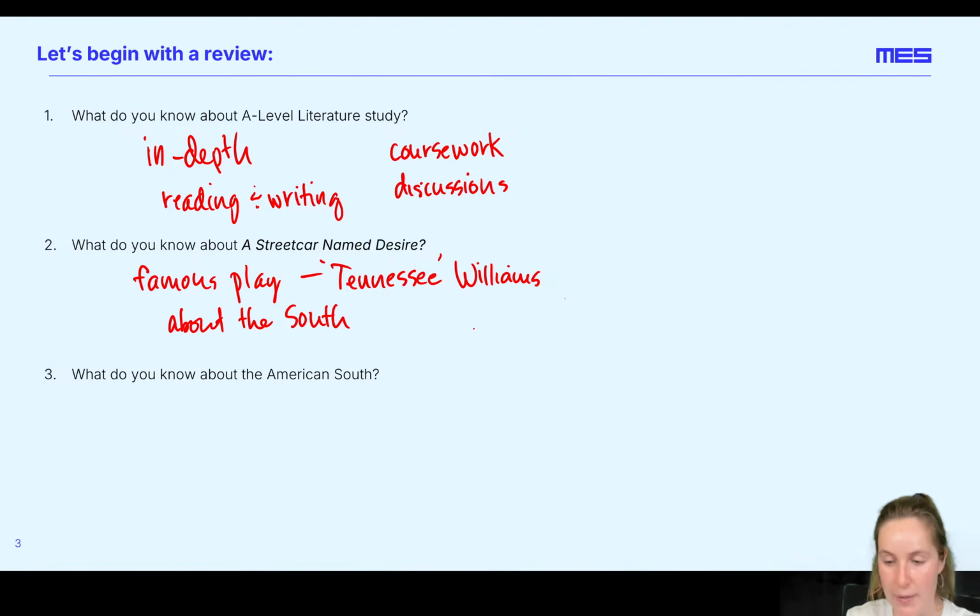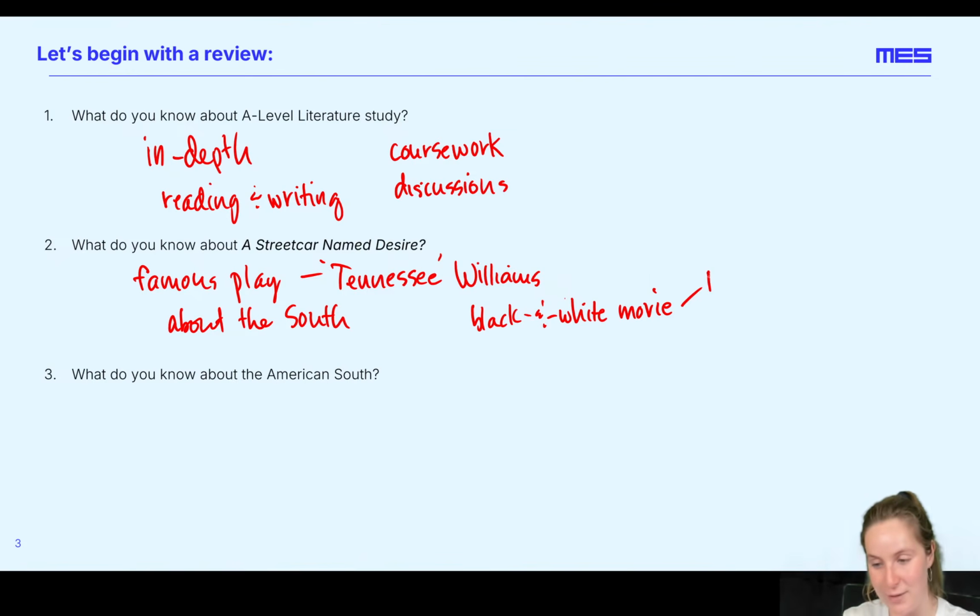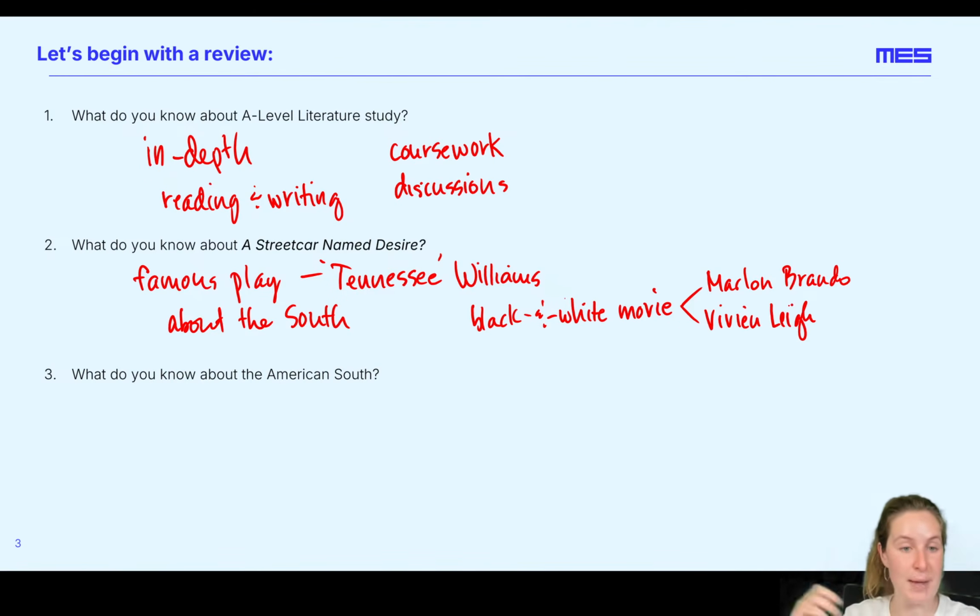And you also may know it from the famous black and white movie starring Marlon Brando, starring Vivien Leigh. If you're a movie buff, you may recognize those names. Marlon Brando, who was the Godfather. Vivien Leigh, who is in so many different movies of the time, famous actress of the golden age of Hollywood.